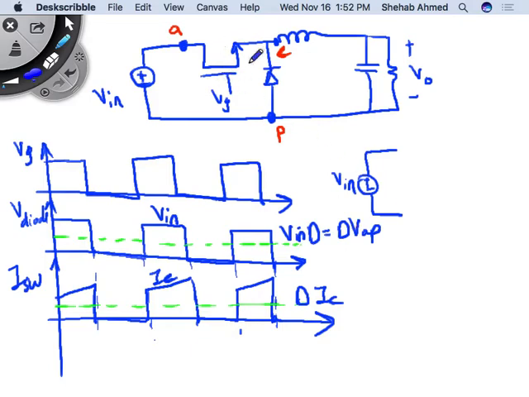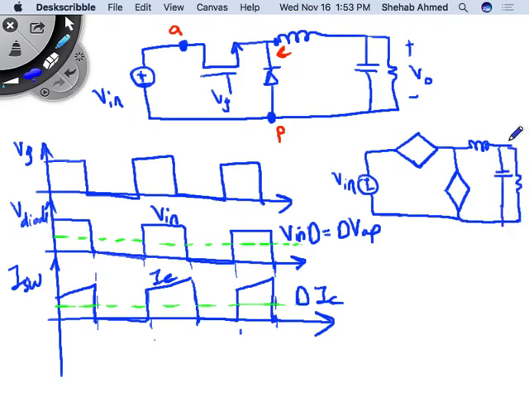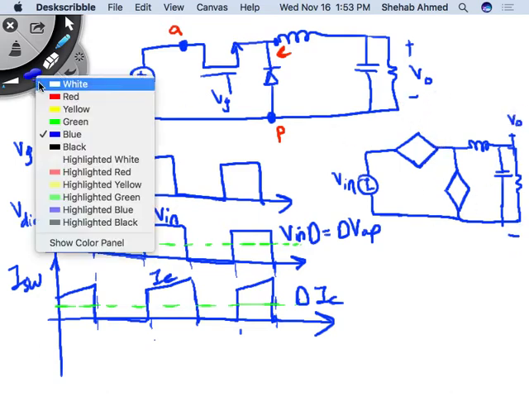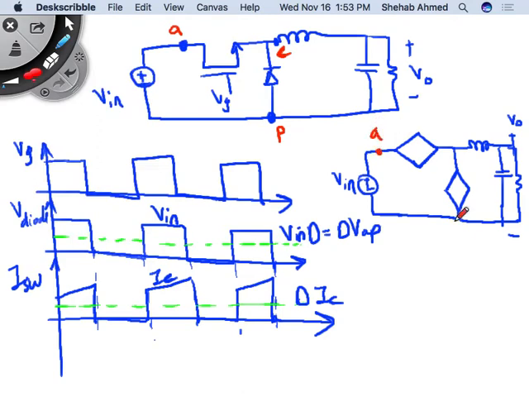I can replace the switch with this current source. I'll put two dependent sources. I'll always remove the switch and the diode. I'll put dependent sources. But let's see how we come up with the values of these dependent sources. Okay, this is my active, passive, and common.